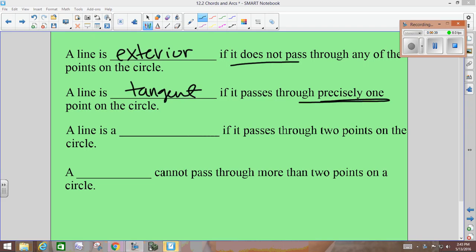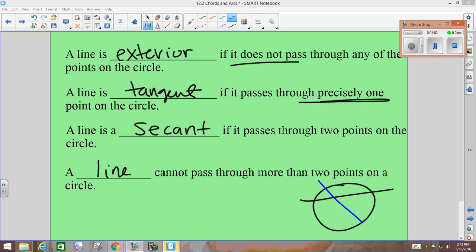Here's our new word for the day, a secant. A secant line is a line that passes through two points on the circle. And then the last phrase says that a line cannot pass through any more than two points on a circle. If I have a circle, there's no way to draw a line that's going to pass through more than two points. You can only pass through 1, 2, or 0. Got it?